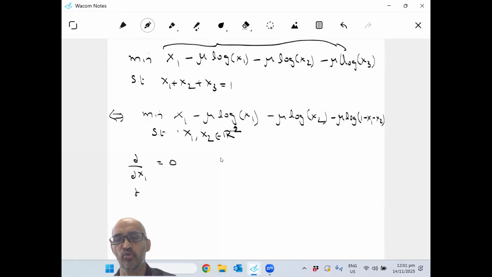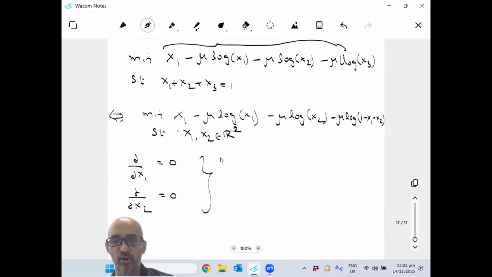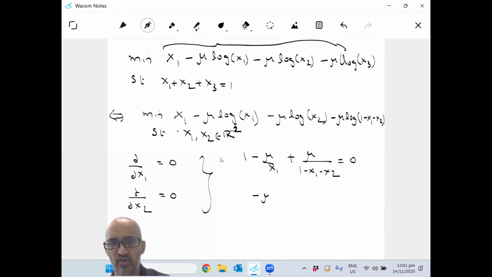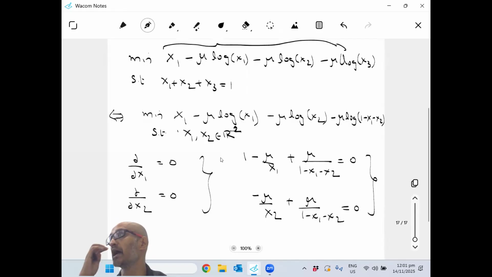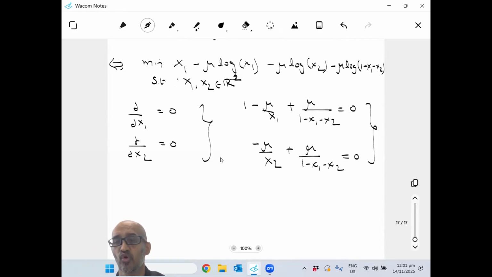So derivative with respect to x1 equal to 0. If you write down the derivative with respect to x1, you'll get 1 minus mu by x1 minus mu by 1 minus x1 minus x2. And because there's a minus 1 plus 1 equal to 0, this is the derivative with respect to x1. With respect to x2 it will be minus mu by x2. So I've got two conditions here in x1 and x2. Solve.